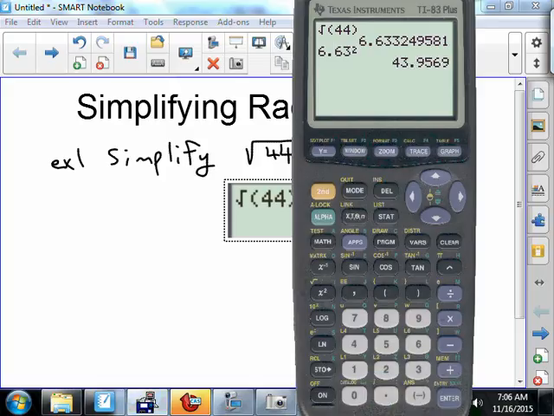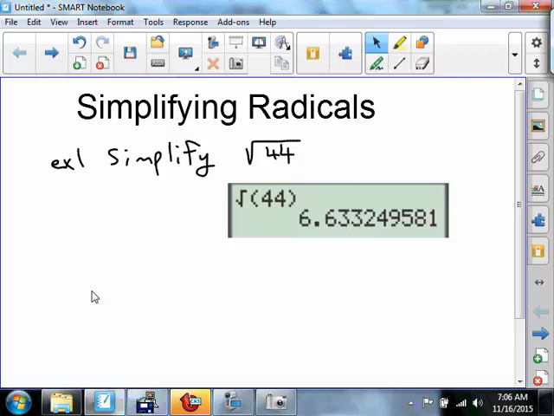Okay, so that's why, and you might say, well, let's square 6.633249581. Let's square that. And that gets us back to 44. But you're probably not going to write out that many decimal places, okay? So the point is we don't want decimals. We want some other kind of answer.